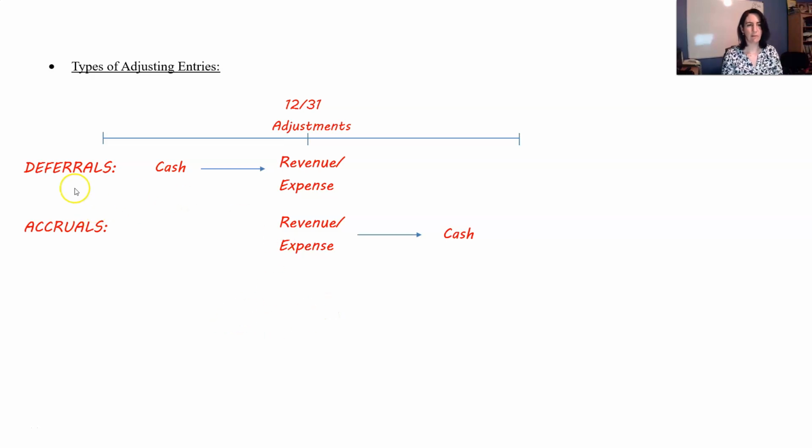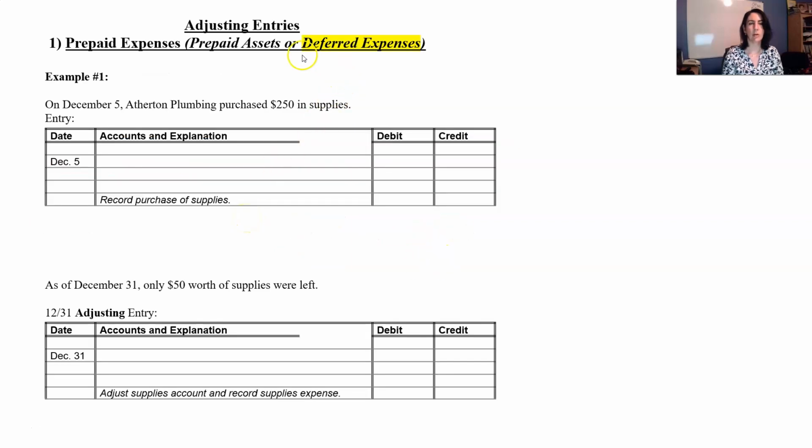All right, this is where we left off talking about the basic idea of deferrals and accruals. Cash coming before the revenue expense is referred to as a deferral. Cash coming after the revenue expense year-end recognition is referred to as an accrual. Okay, so let's get into some examples. The first one we're going to look at is deferred expenses. You could also refer to them as prepaid expenses or prepaid assets.